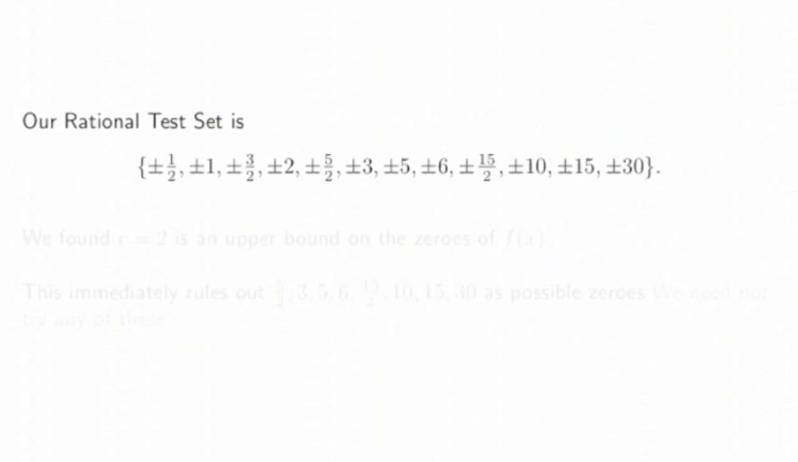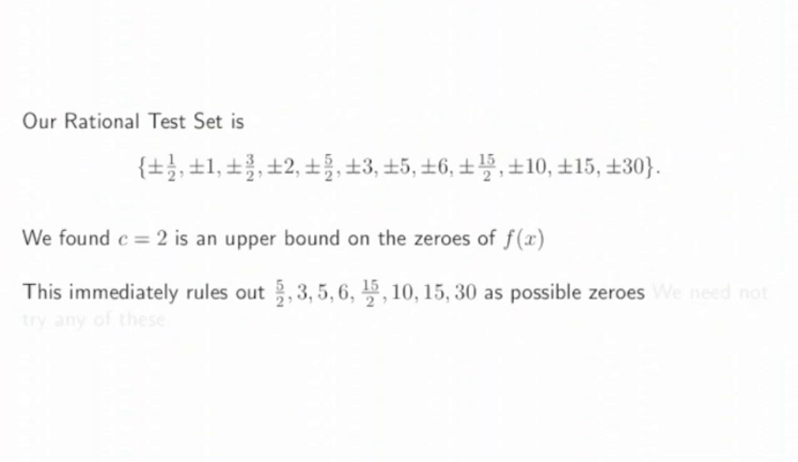Alright, so we have this rational test set. We found that 2 didn't work, but it's an upper bound, so that rules out lots of bigger numbers like 5 halves, 3, 5, 6, or whatever. We've reduced the size of our test set. We don't need to try any of these.